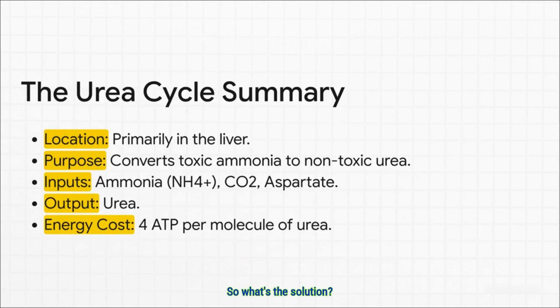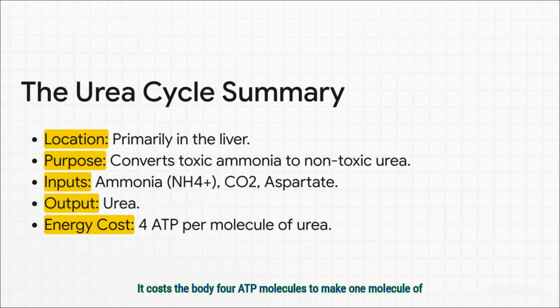So, what's the solution? It's a beautiful biochemical pathway called the urea cycle. This whole process goes down in the liver. Its entire purpose is to take that toxic ammonia and convert it into something totally harmless and easy to get rid of. Urea. Urea is water-soluble, so it can just dissolve in the blood, travel to the kidneys, and be excreted. But look at the energy cost. This process isn't free. It costs the body 4 ATP molecules to make 1 molecule of urea. It's a price the body is willing to pay to stay safe.